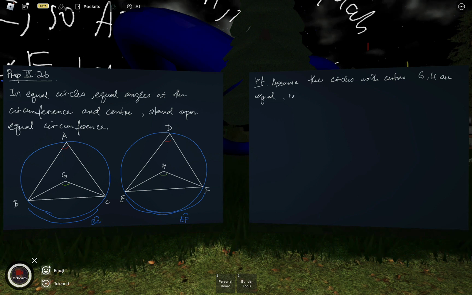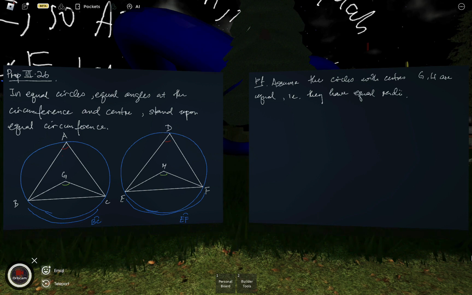Right, i.e. they have equal radii. Okay, so what can we conclude from this? Well, if the radii are equal, we have a bunch of lines which are equal, right? So the radii here are, well, BG is a radius, GC is a radius, EH is a radius, and HF is a radius, right? These are all equal lengths because they are radii of equal circles.